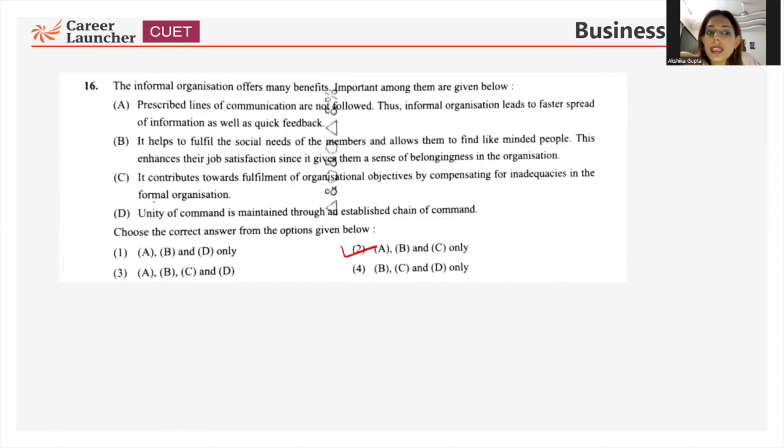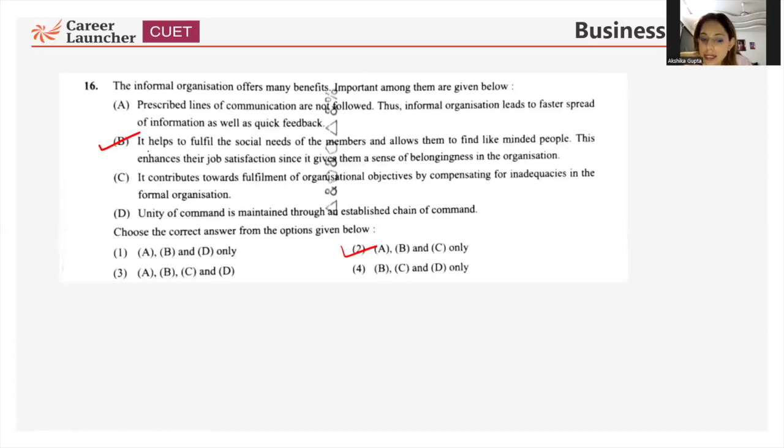Then informal organization offers many benefits. Important among them are given below. Prescribed lines of communication are followed. It helps to fulfill the social needs, contributes toward fulfillment of organizational objectives by compensating for the inadequacies, unity of command. So which one is correct?